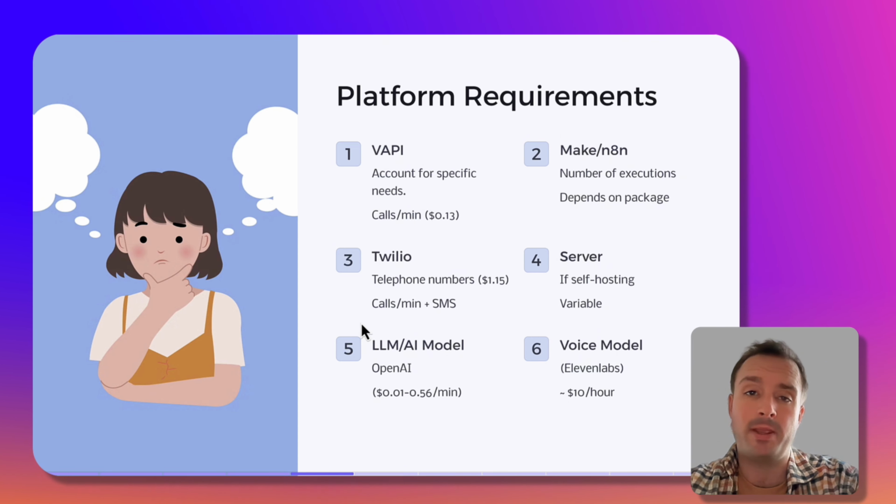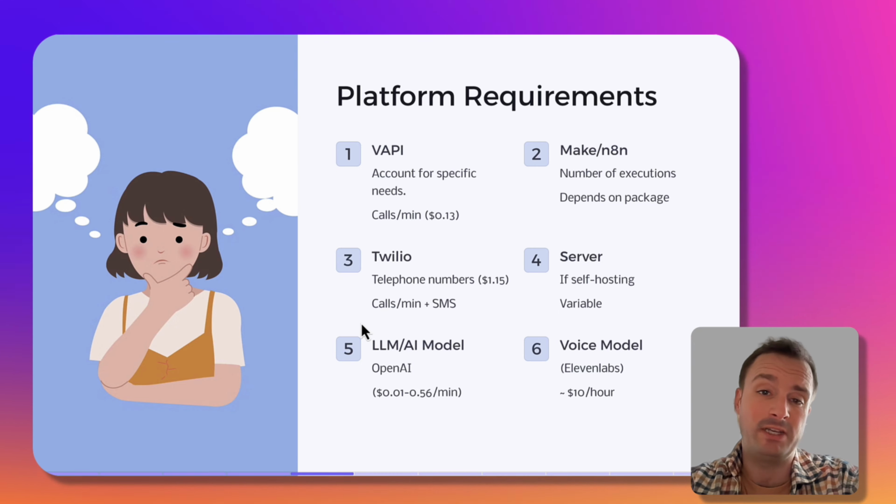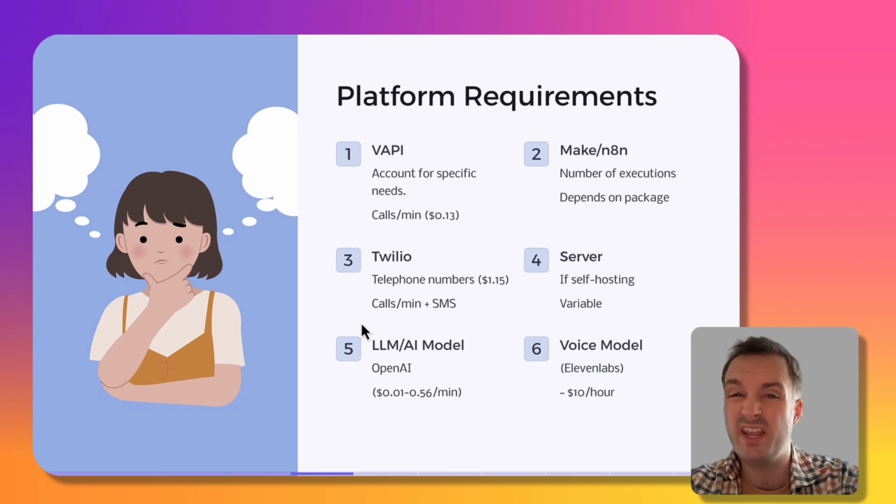Well, we need something like Vapi. It doesn't have to be Vapi, but Vapi is the one I used in the previous video, so I'm just going to go with that. And that's an account for specific needs. And that is going to charge you 13 cents per minute on average for all of the different costs.